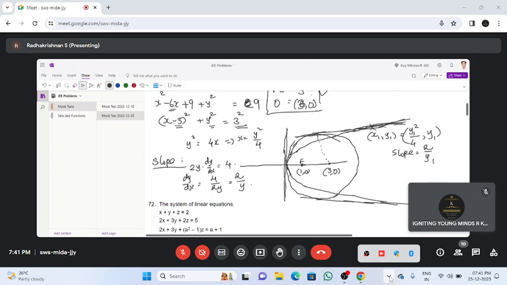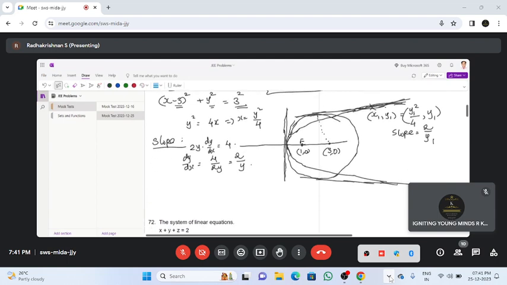So now, what is the equation of this straight line? We know that its slope is 2 by y1 and it passes through this point, y1 square by 4 comma y1. With this we can write the equation of this line in terms of y1. So let's do that.